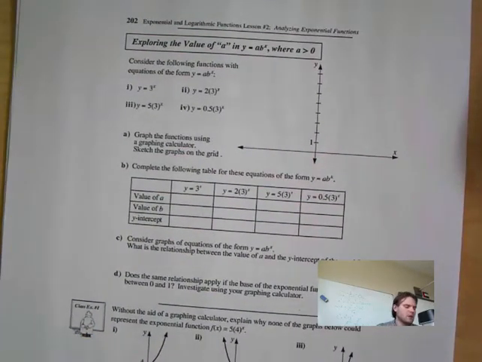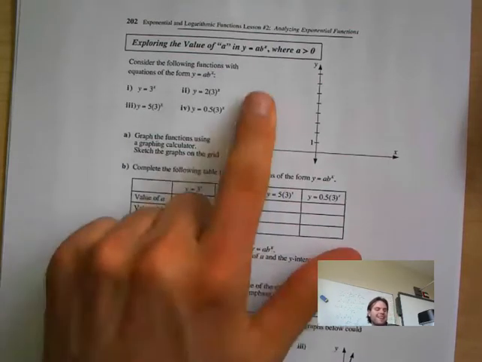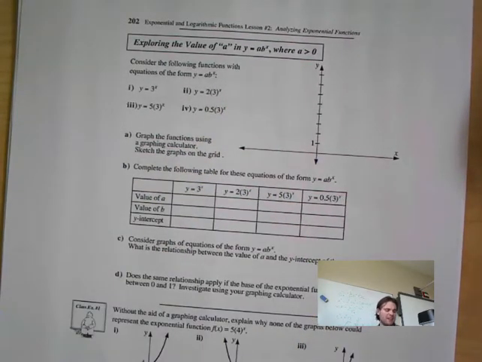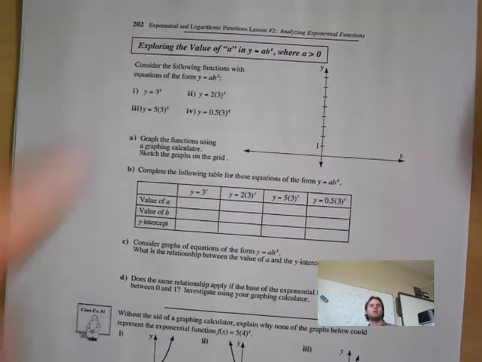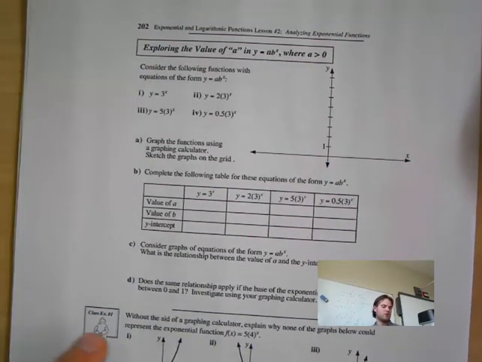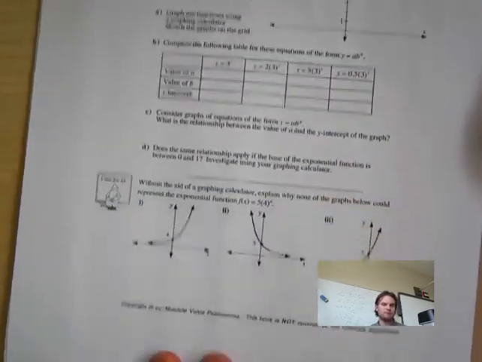is, consider the following functions with equations of the form y is equal to AB to the x. So now we're going to look at A and what A does. I'm going to give you 10 minutes, pause the video, and go over what A does. Then we're going to do this class example 1 together.